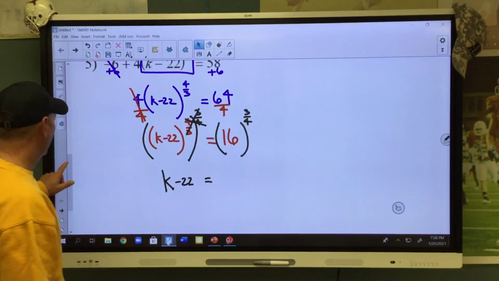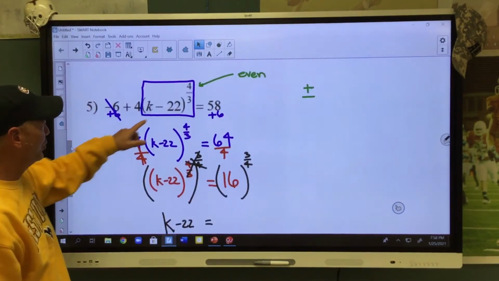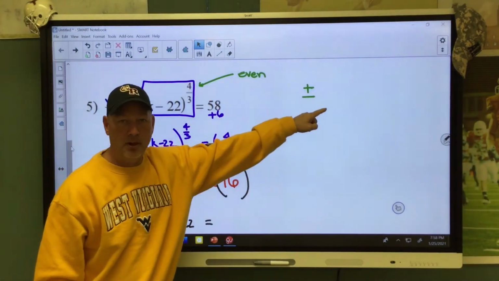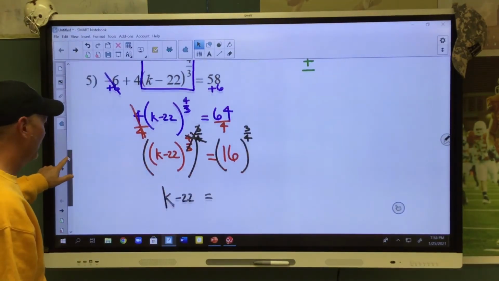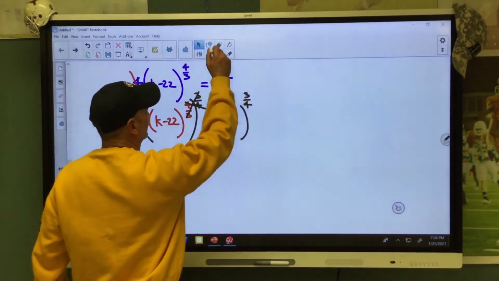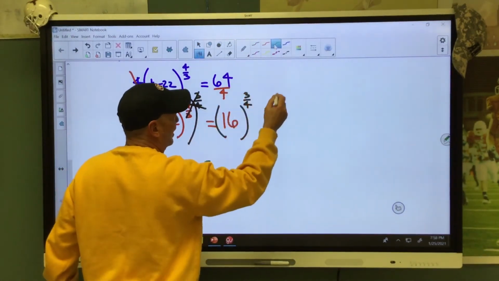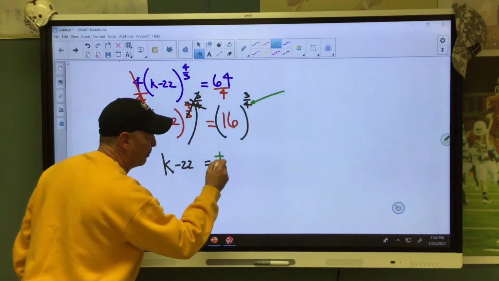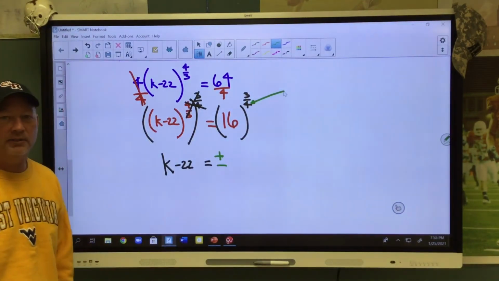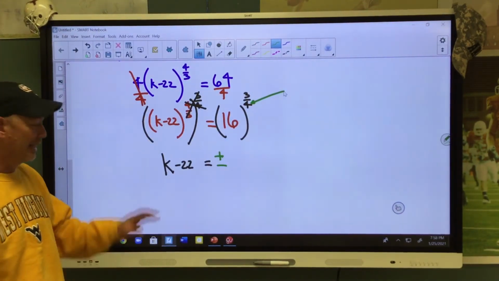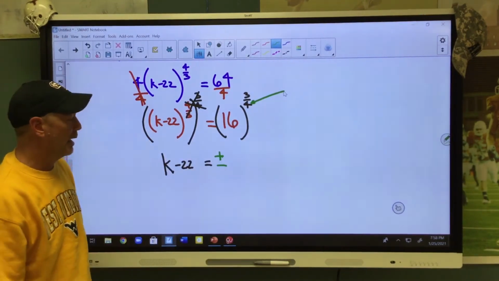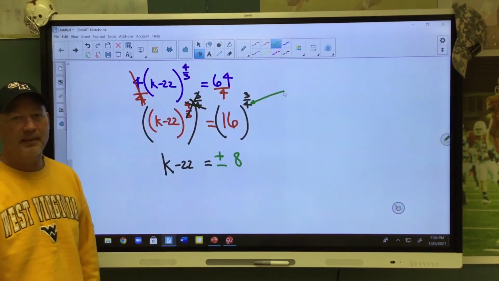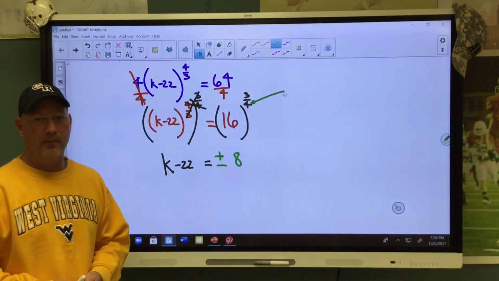But the thing is, remember what I told you. If we're taking an even root, we're going to use a plus minus. This tells us that we're taking an even root, so my answer needs to be a plus minus or a positive negative. This is the tricky part. And remember, it's going to be an 8. That's the part you have to remember.